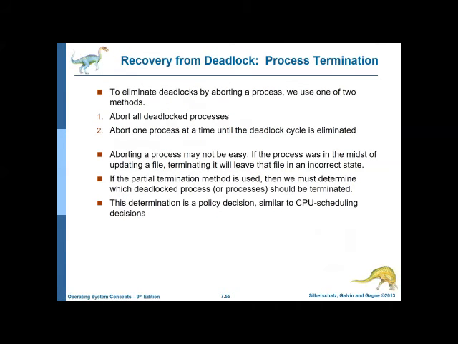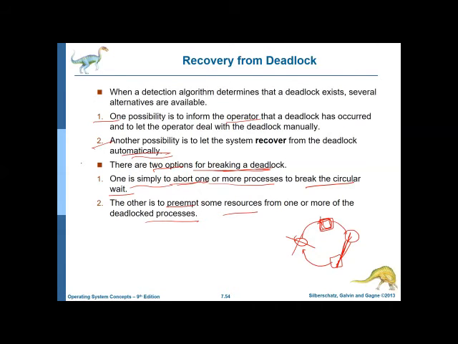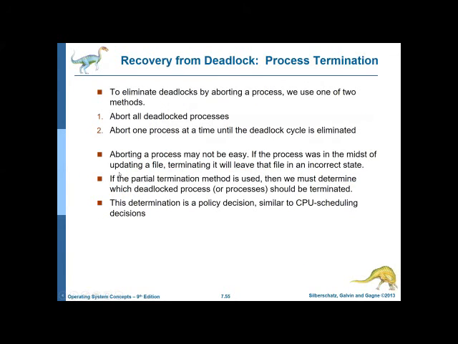So we'll be looking at both the techniques. That is the technique we learn here. Either we abort one or more processes or we preempt some of the resources. So that is what we're going to look at. The first one is process termination. The first option was aborting or terminating the process. So what are the options available for process termination?